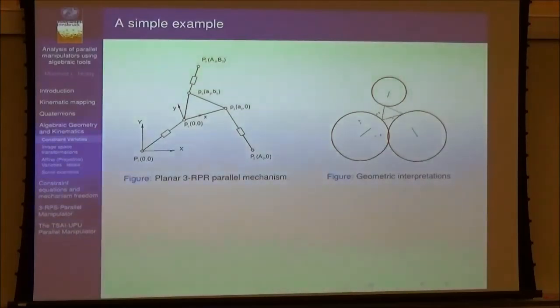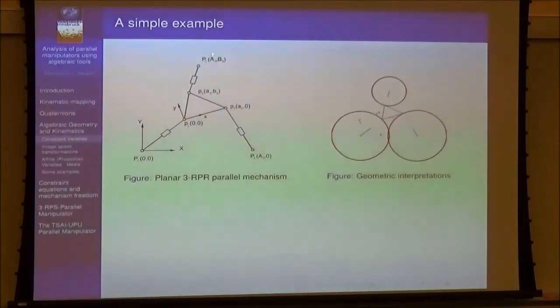In this fixed space, there are the anchor points of the legs, P1, P2, and P3. These points are fixed. We have revolute joints in P1, P2, and P3. We have also revolute joints here in little p1, little p2, and little p3. And we have legs. The legs are joining the points P1 and little p1, and these legs are extendable.